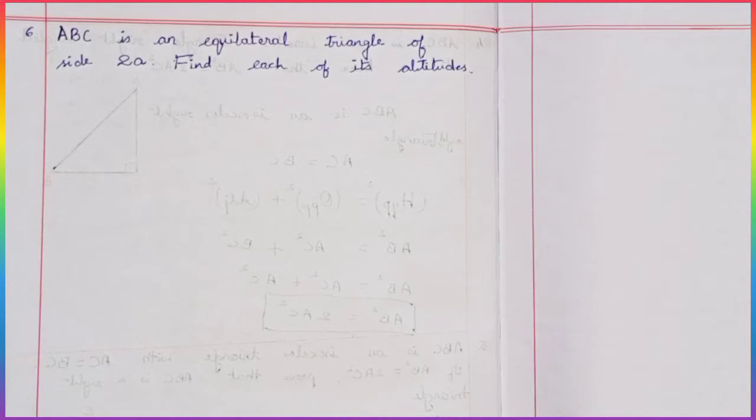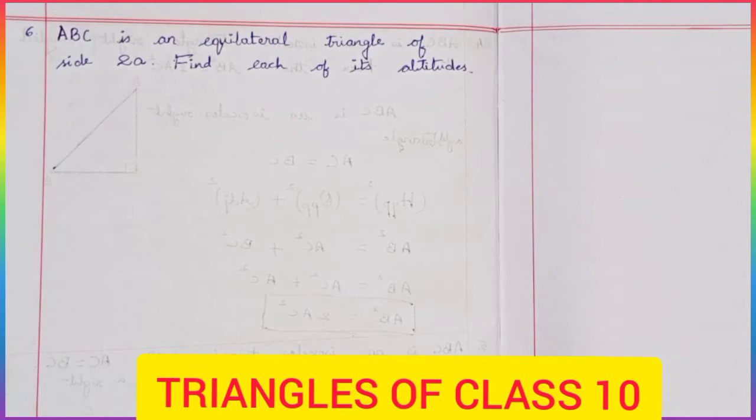Today we are solving problem number 6 from the unit of triangles of class 10. The question is like this. ABC is an equilateral triangle of side 2A. Find each of its altitude.